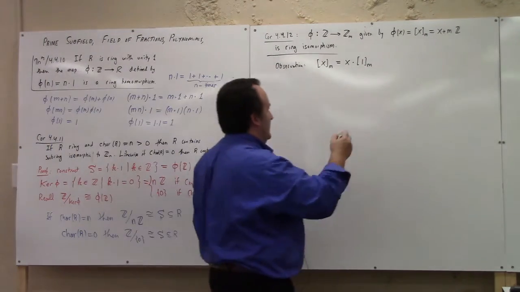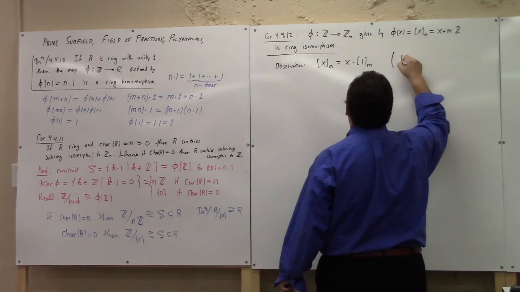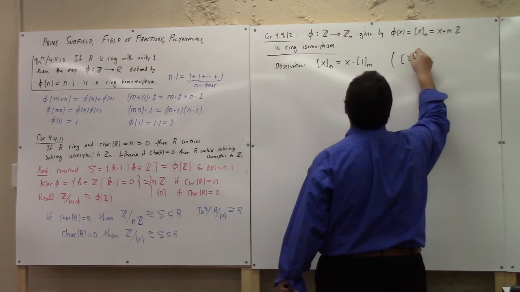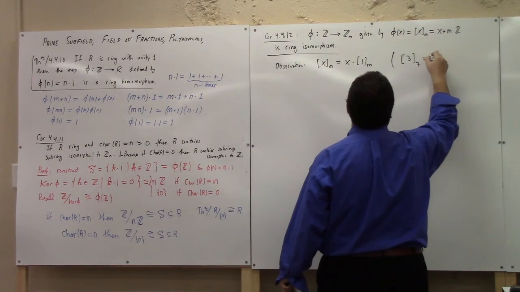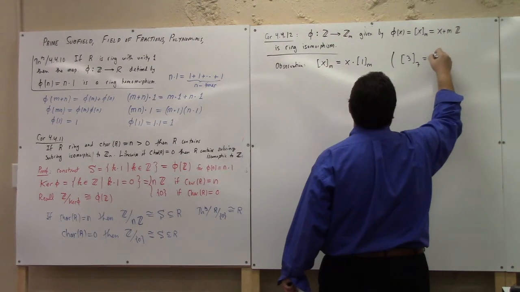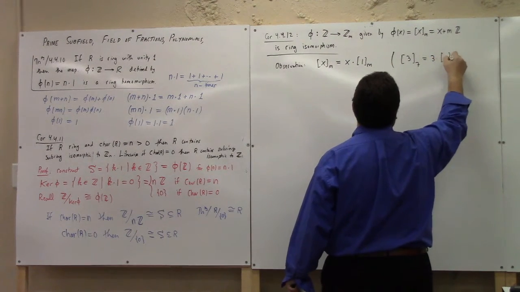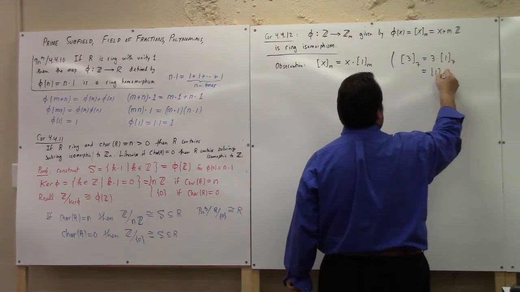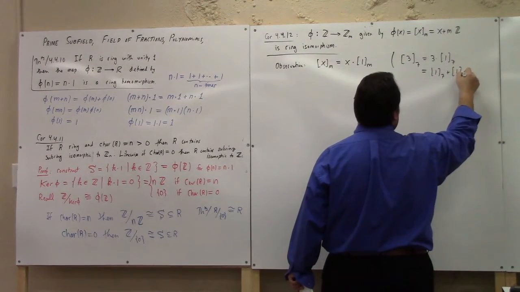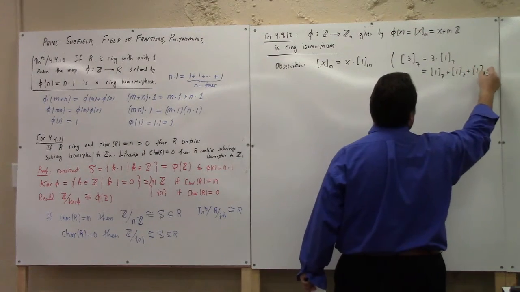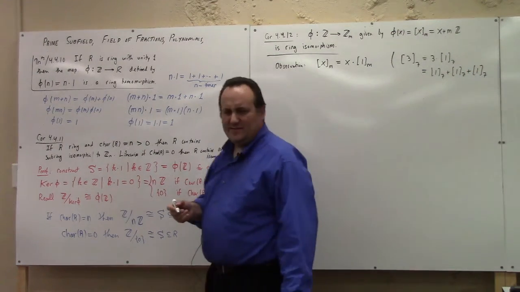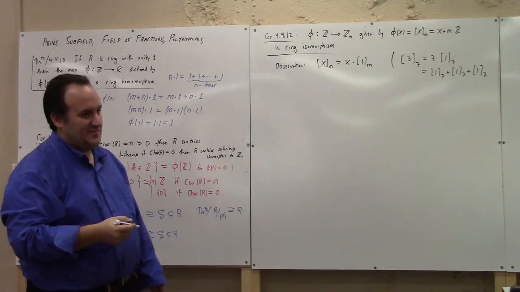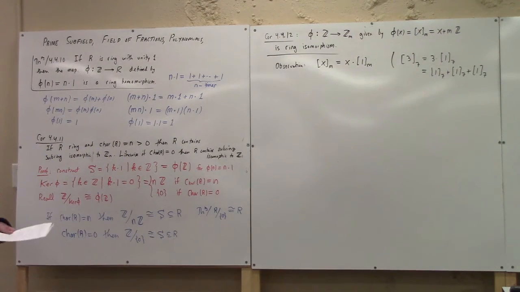Just to make this a little bit less weird, if you had 3 in mod 7, well, that's the same as 3 times 1 mod 7. It is 1 mod 7 plus 1 mod 7 plus 1 mod 7. I'm starting to really regret this notation at the moment. Aren't you glad we don't always use the bracket residue notation? It's really quite cumbersome for calculation, isn't it?